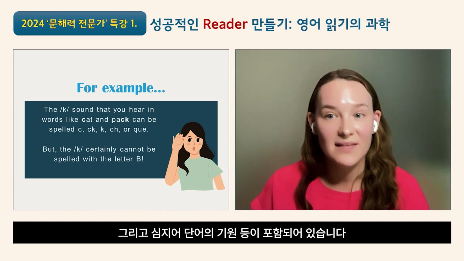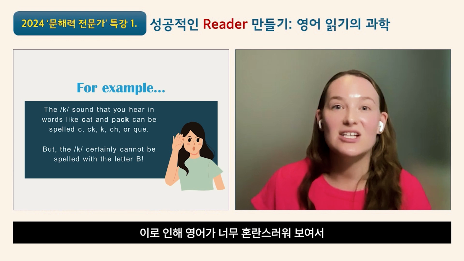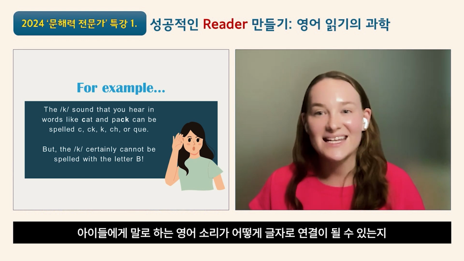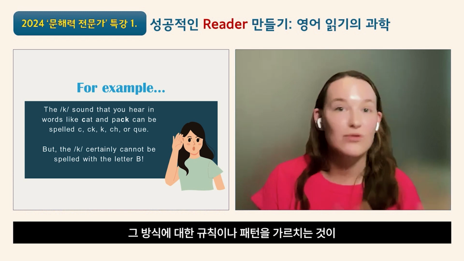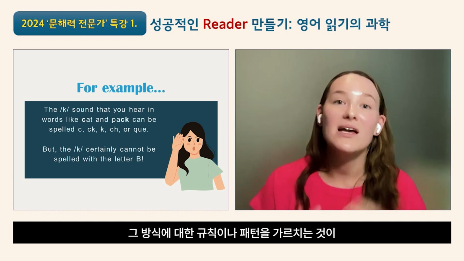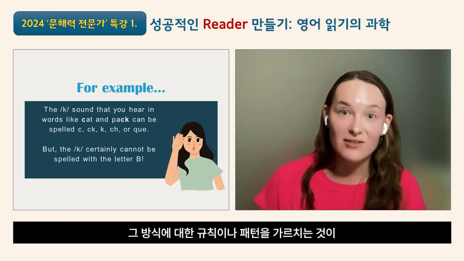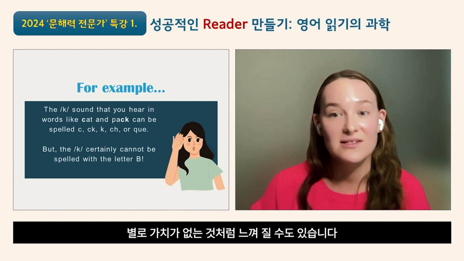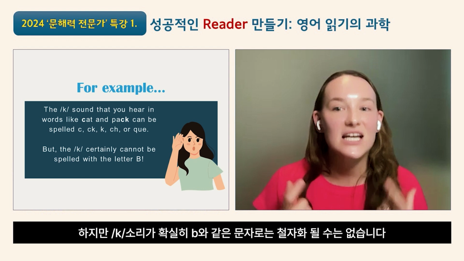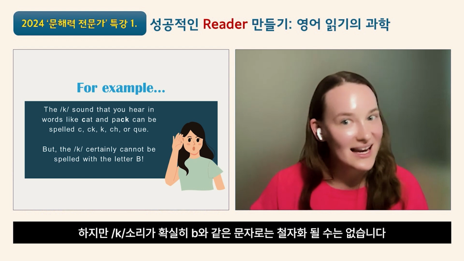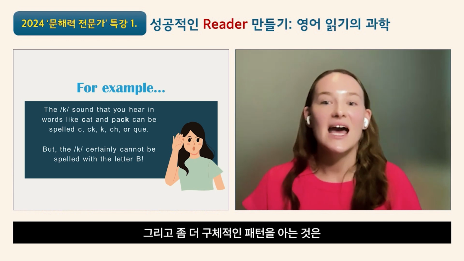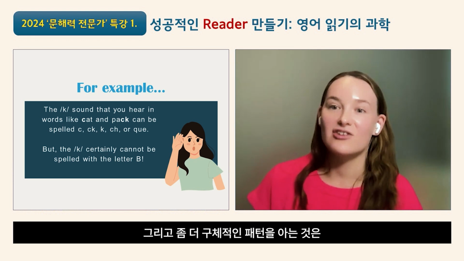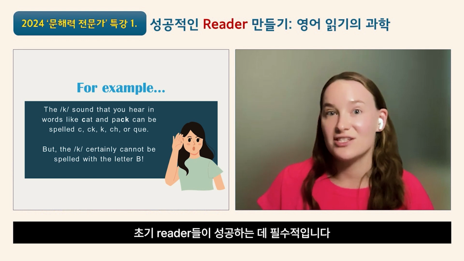This might make English seem so confusing that it isn't particularly worth it to teach children about any rules or patterns of how oral English sounds connect to these written letters. But that sound certainly cannot be spelled with a letter like B. And knowing this, as well as much more specific patterns, is essential for early readers to have success.